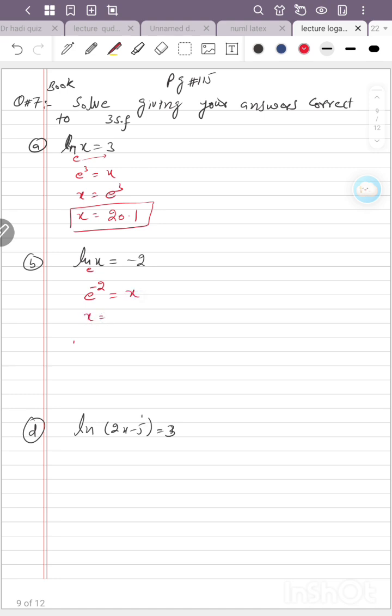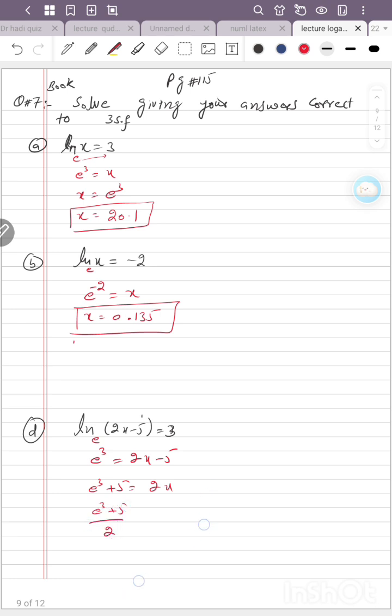By using the calculator, we got the answer 0.135. Now our part d is similar to the first two parts. Here e to the power 3 equals 2x minus 5. Now e^3 plus 5 equals 2x, and the 2 will be divided on the other side.